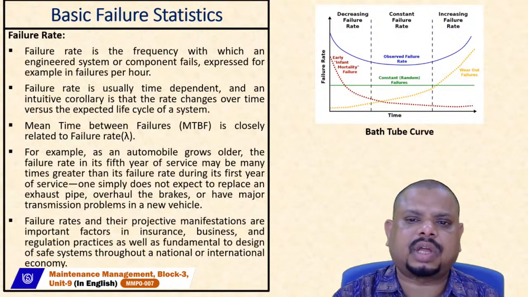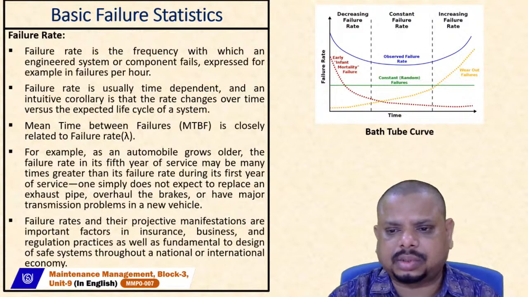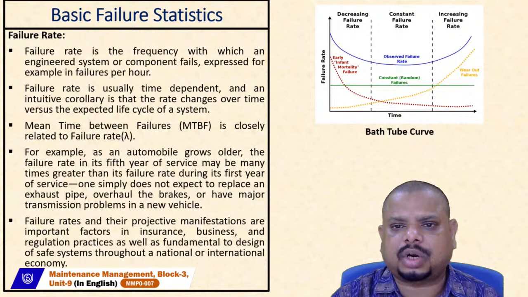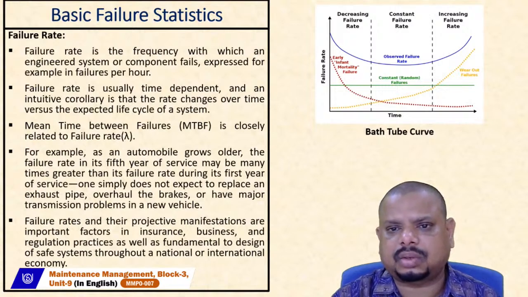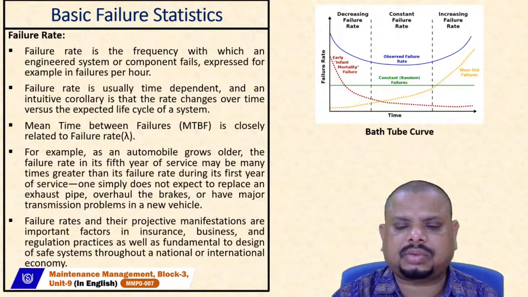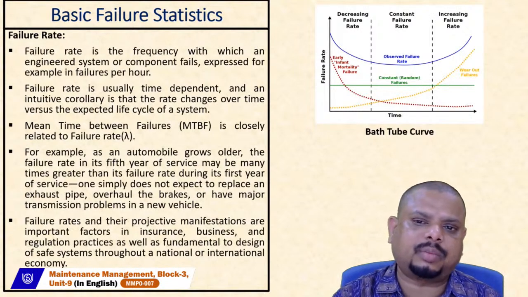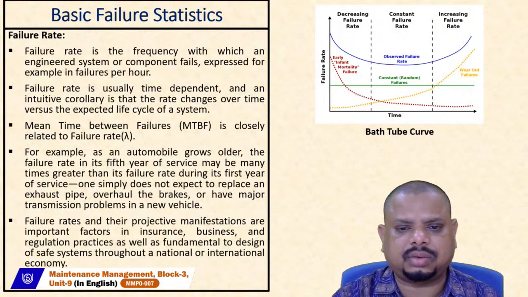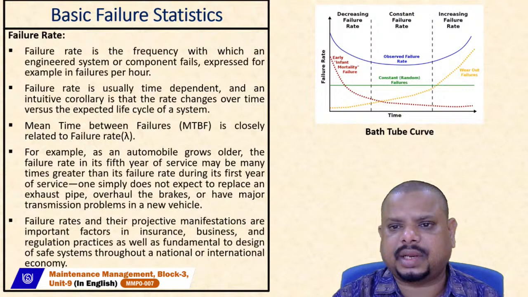In the previous session, we discussed a detailed overview of the bathtub curve, which is basically plotted between failure rate versus time. So this bathtub curve has three components, known as infant or early failure modes, then constant or random failures, and then wear-out failures. So in the case of the first parameter, that is early infant mortality failures, the failure rate decreases because the product is new and the failure rate is decreasing.